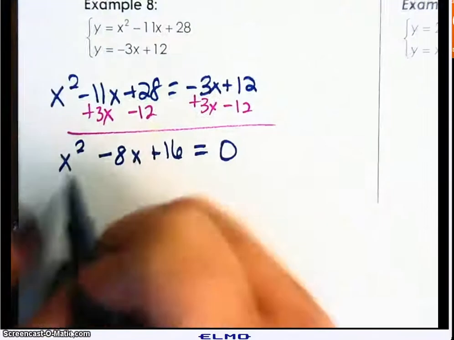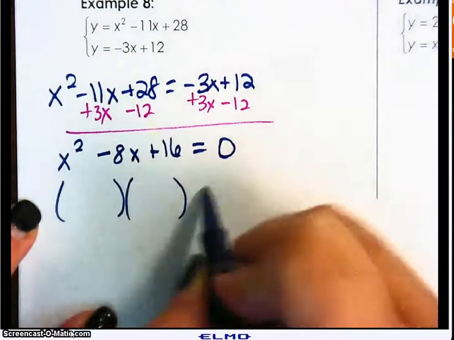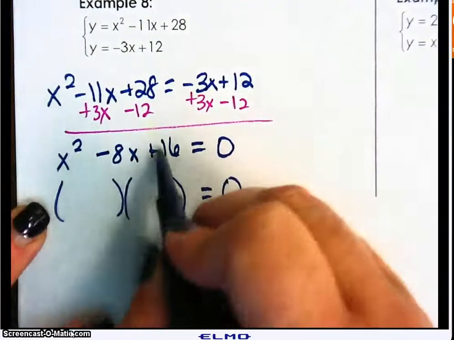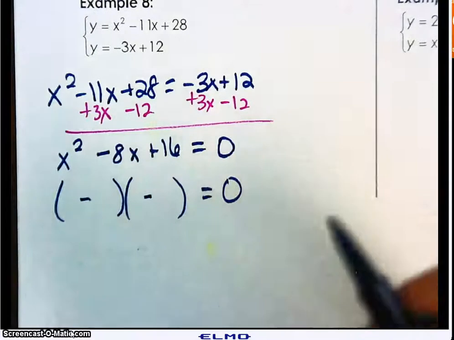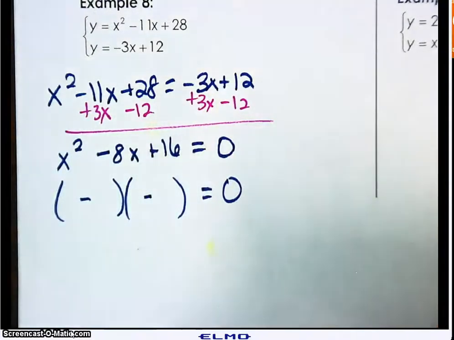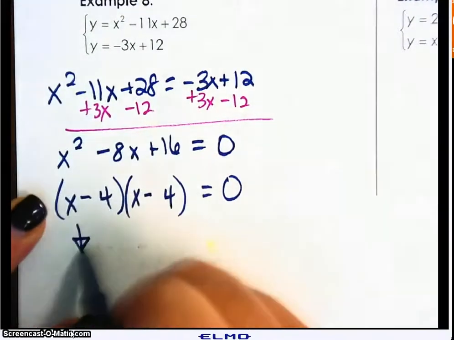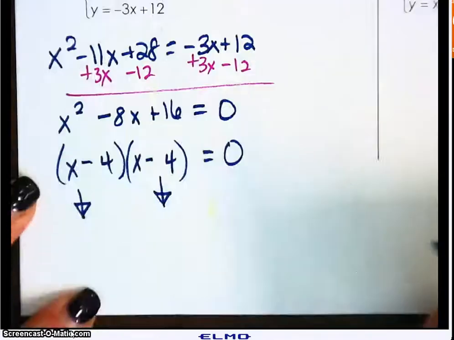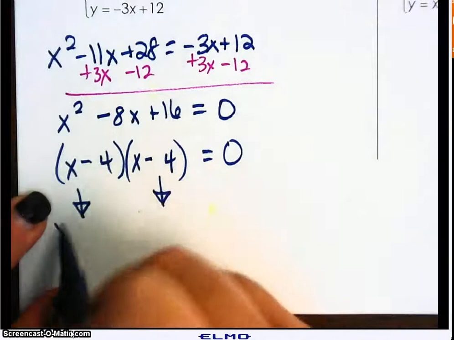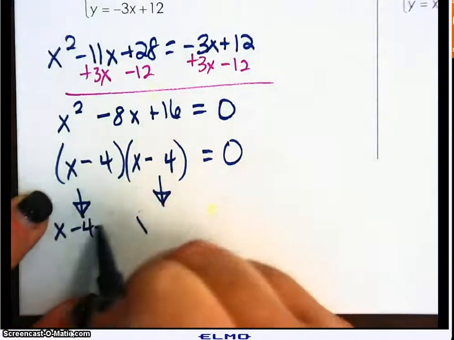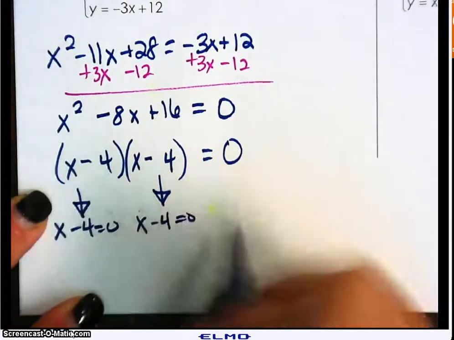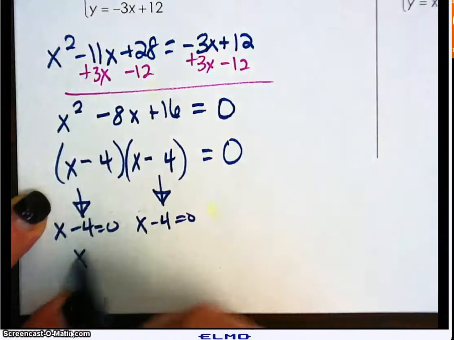Now I need to factor this. So I'm going to have both signs the same as my middle. What multiplies to give me positive 16 but combines to give me a negative 8? That's x minus 4 and x minus 4. I'm going to solve both of these factors. And this is called a double root because they're the same thing. Same thing means really just solve it once.